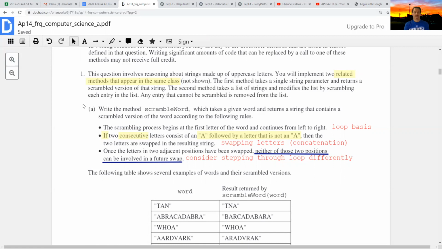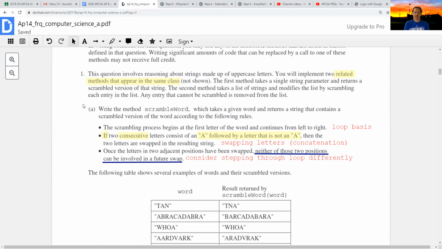And then once the letters have been swapped, we don't want to revisit them. So we have to sort of alter how we step through the loop in that case, because typically a loop's just going to go one letter at a time or perhaps two letters at a time. Neither of those would be sufficient here, because sometimes we want to go one letter. That's when we wouldn't scramble. And sometimes we want to go two letters. That's when we do scramble.